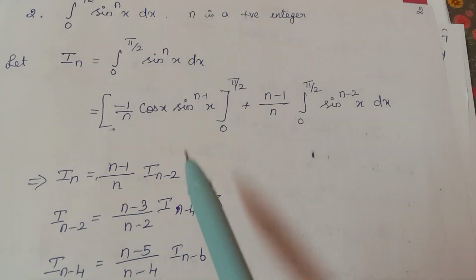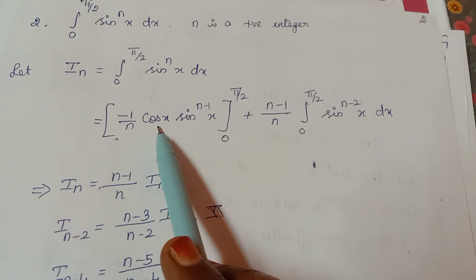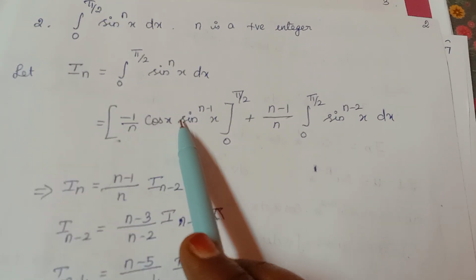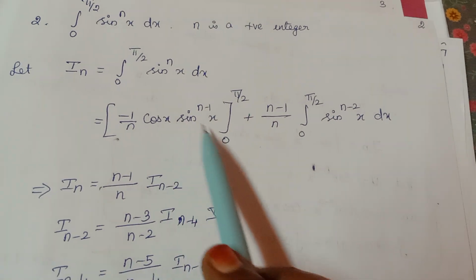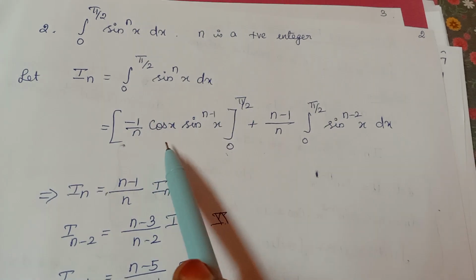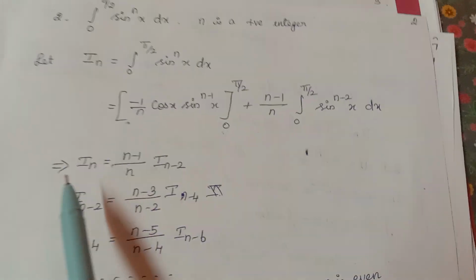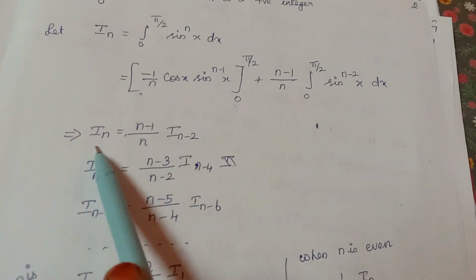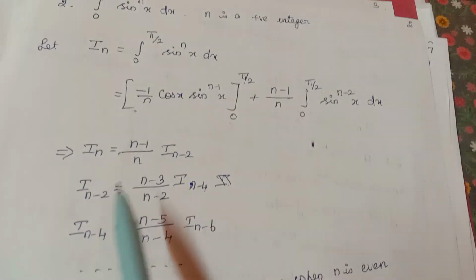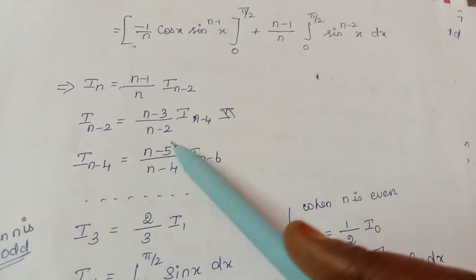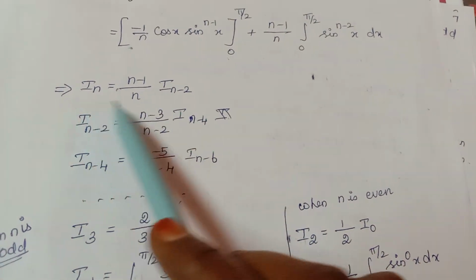Okay, right. Now when you apply the limit, when you apply the upper limit pi by 2, cos will become 0, so the entire term will become 0. And when you apply the lower limit, sin 0 will be 0. So the first part will be 0 always. So simply what you have is I n equal to n minus 1 by n into I n minus 2. So this is the reduction formula for this. See how simple this is. But continuously you have to find the values for I n minus 2, I n minus 4, etc., and substitute them all together in this term.